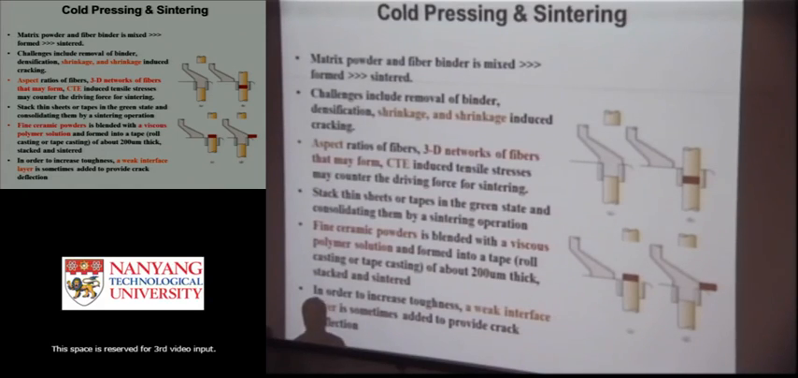Another thing, if you mix the second phase and your matrix together, and the interaction is very weak, then you can imagine that later on, the weak part should be between your particle, the second phase, and the matrix. That part maybe is where the crack starts, okay. So you should be really careful for that.